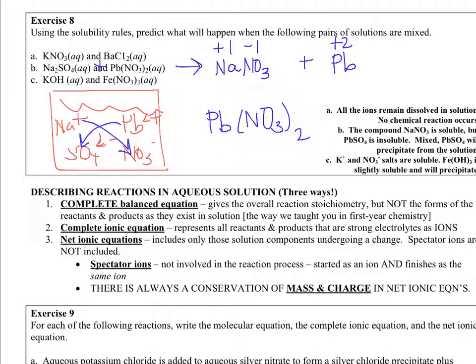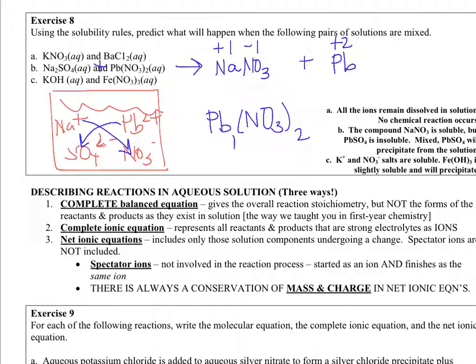I'm going to look at the subscripts on my formula, and I'm going to unswap to figure out what the oxidation number is for lead. Remember, lead is a transition metal, so I have to use either the chemical formula or the Roman numeral that's in front of it to figure out what its oxidation number is.